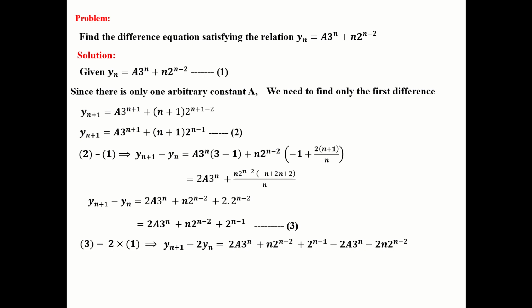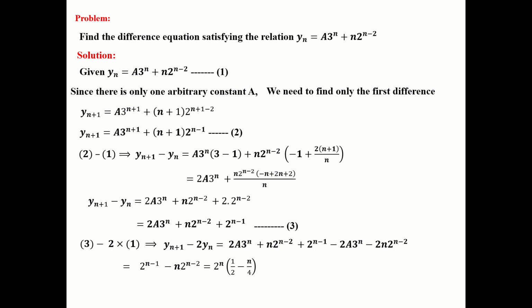Now come to the right hand side. So yn plus 1, 2a 3 power n plus n into 2 power n minus 2 plus 2 power n minus 1, minus 2 into first equation, minus 2 into a 3 power n minus 2n into 2 power n minus 2. So grouping this, 2a 3 power n minus 2a 3 power n get cancelled, because we have to eliminate a. That is what we are doing. So whatever the possibilities, you make it and remove the constant, right?